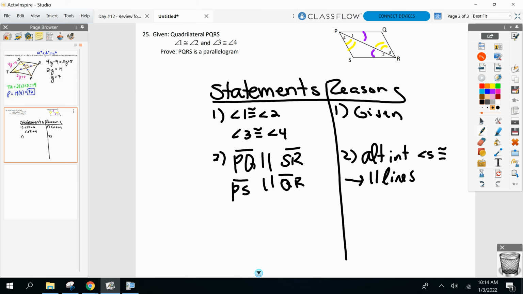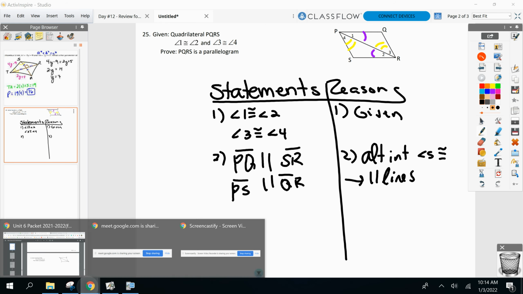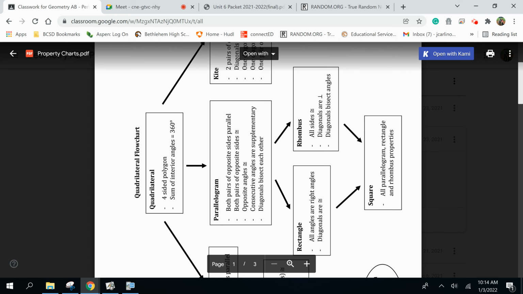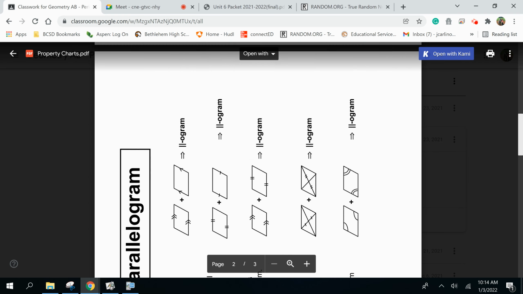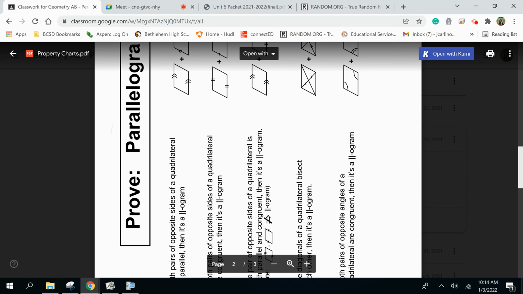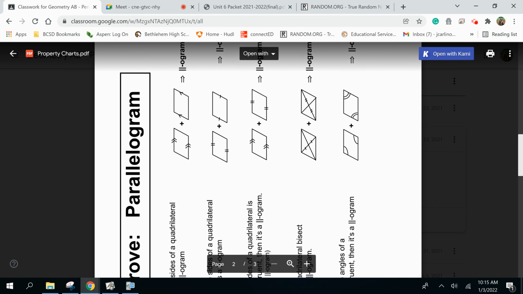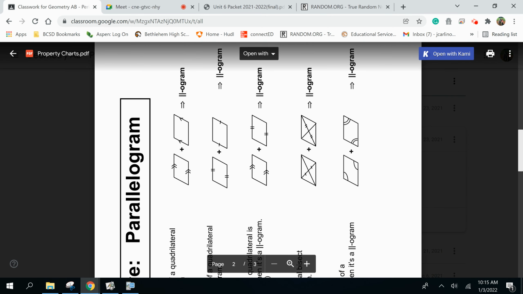Is this enough or do I need more to show it's a parallelogram? Opposite sides parallel. Good enough or do I need more? I don't know if I need more. Let me go back to my cheat sheet up on Classroom. That shows me all the different ways to prove a parallelogram. One side parallel, other side parallel. That's good enough for a parallelogram. I don't need any other info. Don't need anything else.